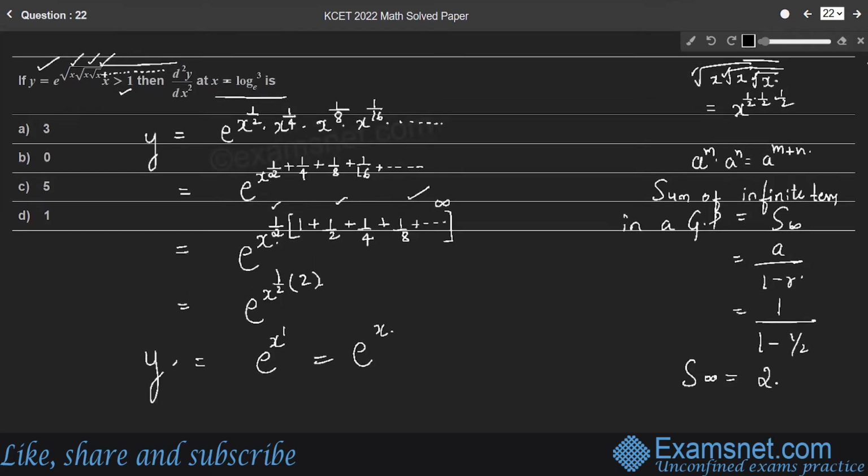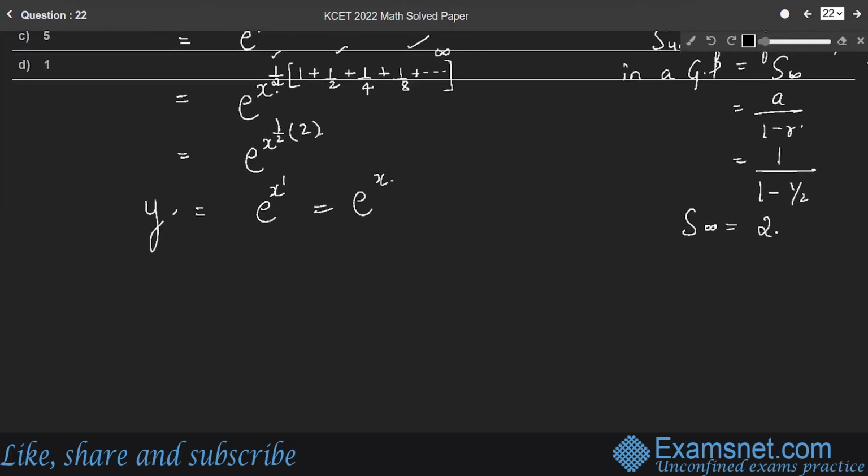So what is the question asked here? To find d square y by dx square, the second derivative. So let us find dy by dx. The derivative d by dx of e raised to x is e raised to x only. And d square y by dx square, the second derivative, is also e raised to x, since the derivative of e raised to x is again e raised to x.